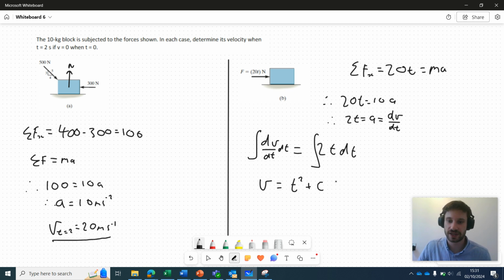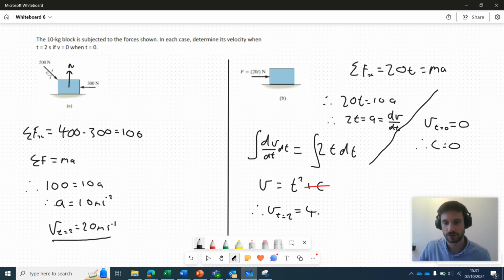In terms of this plus c, it states in the problem that the velocity at time t equals 0 is equal to 0. So I can imagine substituting 0 and 0 in for v and t, and we'll find that c is equal to 0. So I could just remove my c. So I now know that v is equal to t squared. Therefore, v at t equals 2 seconds is equal to 2 squared, which is 4.